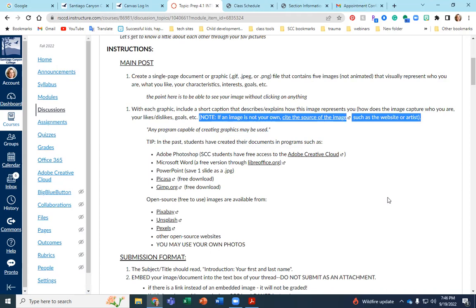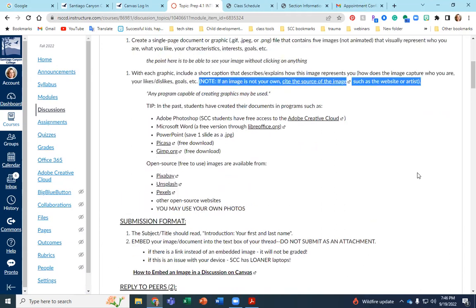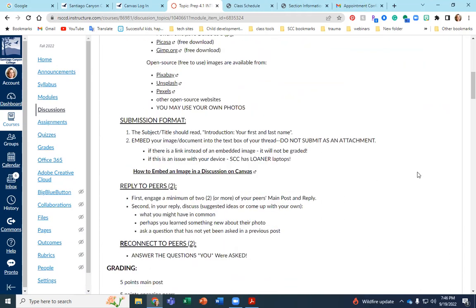It's okay. Some people are like, I love the beach. They put a random stock photo of a beach. That's fine. I'd like to see pictures of you just so we know who you are, right? So here is what I'm looking for. The subject title should be, you know, you could say, introducing Carmen Cozumel. It doesn't matter, right? Embed your image in documents.